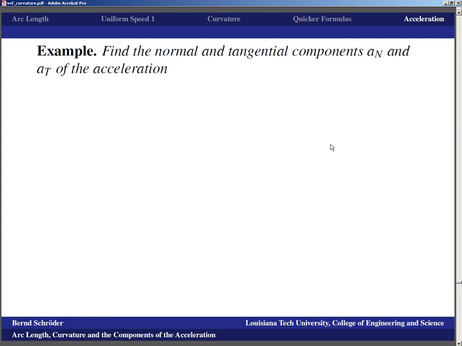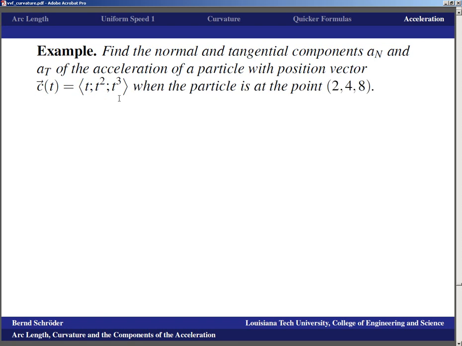So the example is that we want to find the normal and tangential components a_n and a_t of the acceleration of a particle with position vector c(t) being (t, t², t³) when the particle is at the point (2, 4, 8). It's just computation, nothing else.